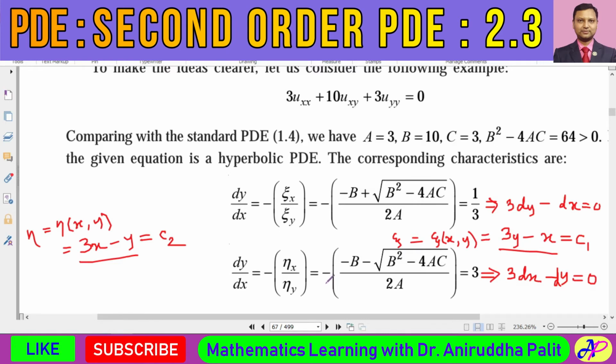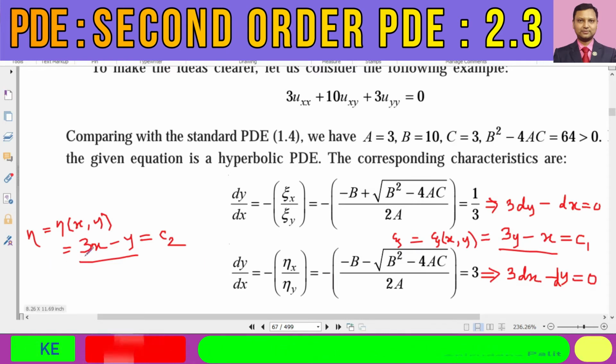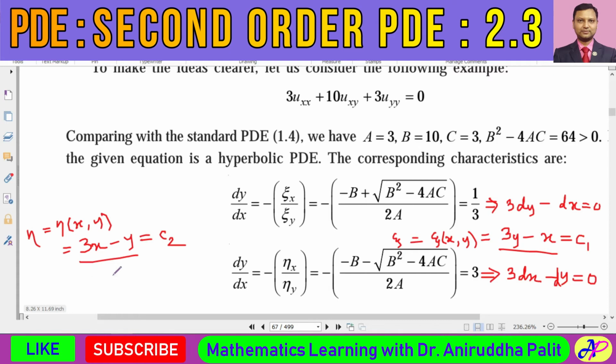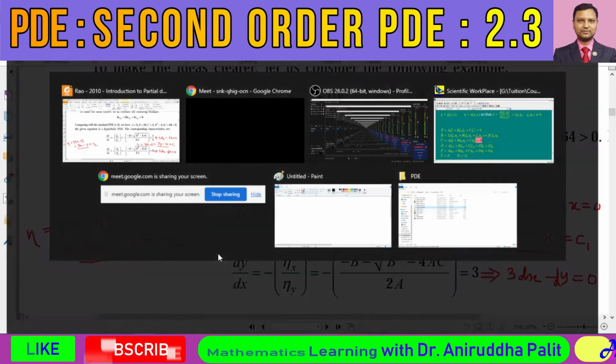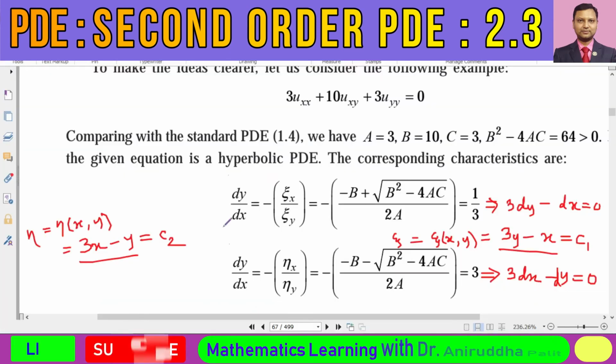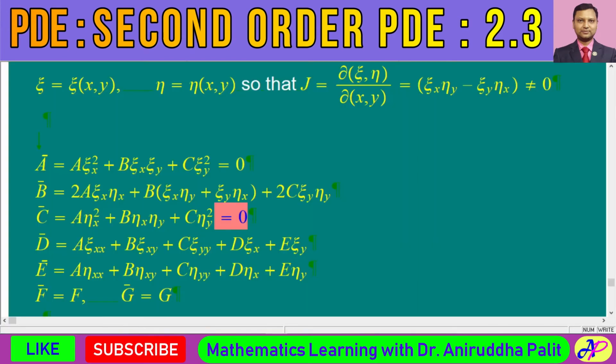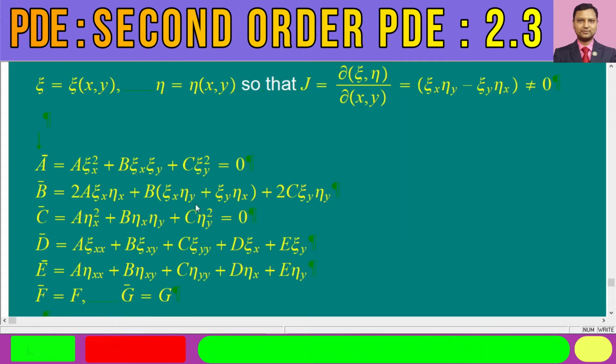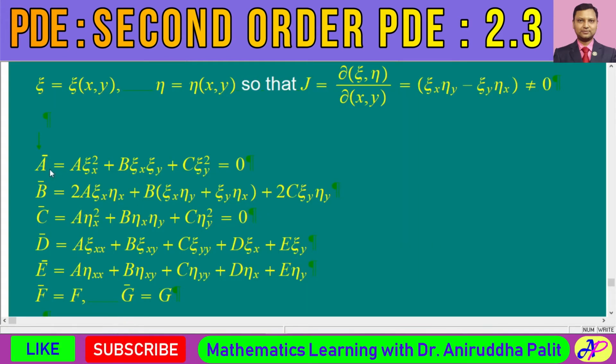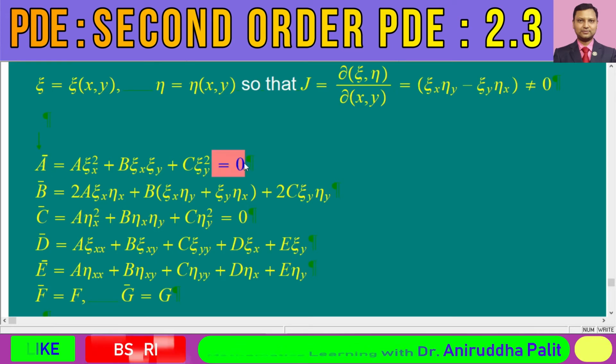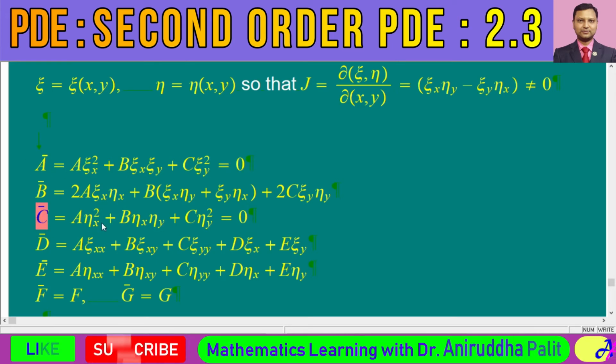Now, once you determine the expressions of xi and eta, you can compute the higher order derivatives. Over here, in this expression, a bar should be equal to 0, fine, and c bar would be equal to 0.